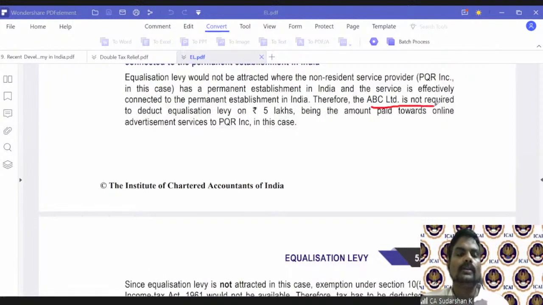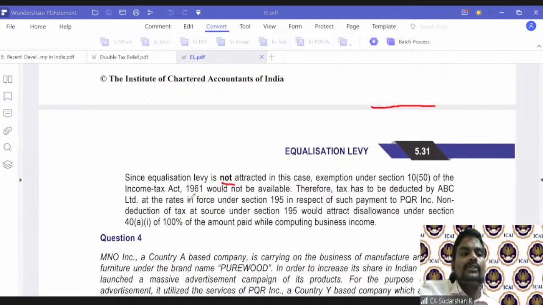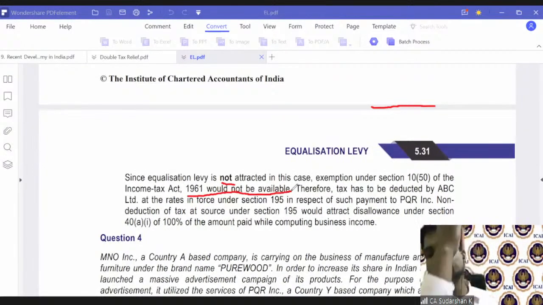ABC Limited is not required to deduct because this is excluded from equalization levy, as the non-resident service provider has a PE in India. Since equalization levy is not attracted, exemption under Section 10(50) would not be available. So 10(50) says if you pay EL, no income tax. If you don't pay EL, there will be income tax. Now this is what the government wants. If you have a PE in India, then it's easy for the government to collect taxes because there's a permanent establishment, and more importantly, they can collect at a higher rate as well, 40%. You need to maintain your books of accounts, tax audit, transfer pricing, everything will come, and the government will have control. That is why permanent establishments of a foreign company are given exclusion from equalization levy.